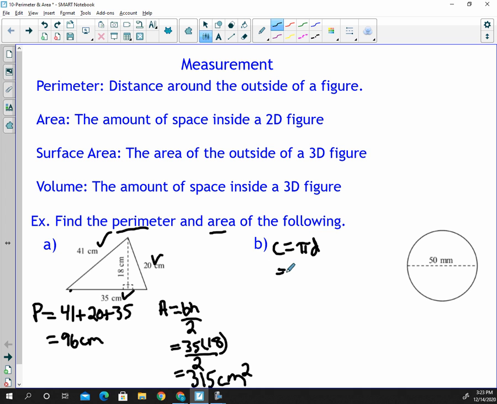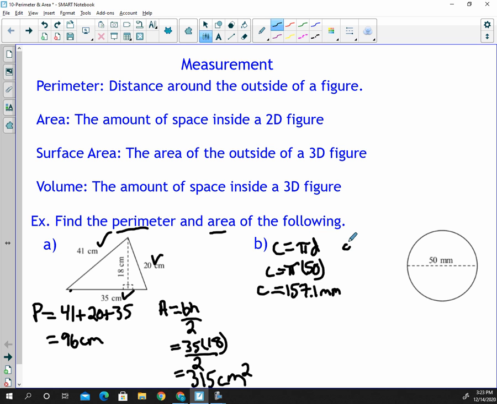So pi is just a number, reminder. It's approximately 3.14. We'll just leave it at pi for now. And the diameter here is 50. So on our calculators, type in 50 times pi, and we should get an answer here of 157.1, we'll call it. This is measured in millimeters. So the circumference of this circle is 157.1 millimeters. And I said we would do it the other way as well.